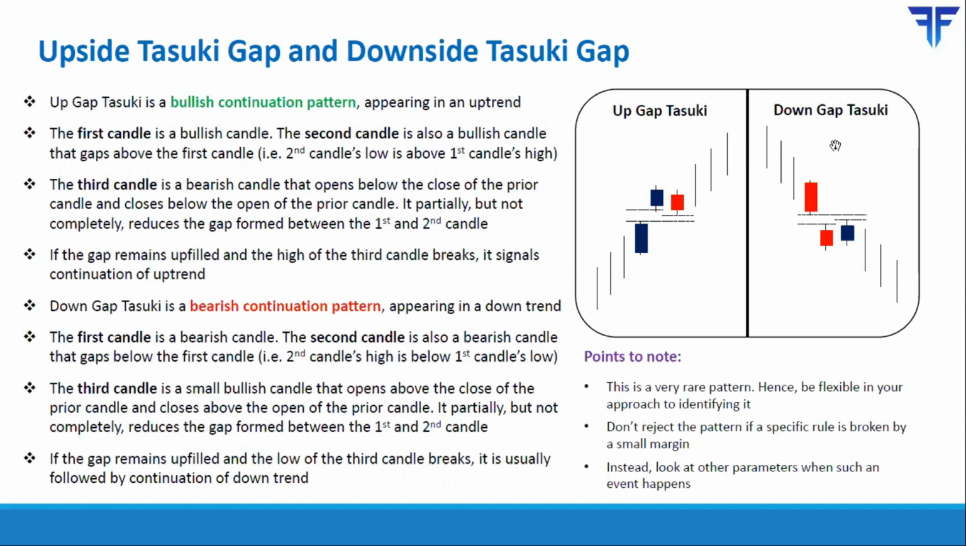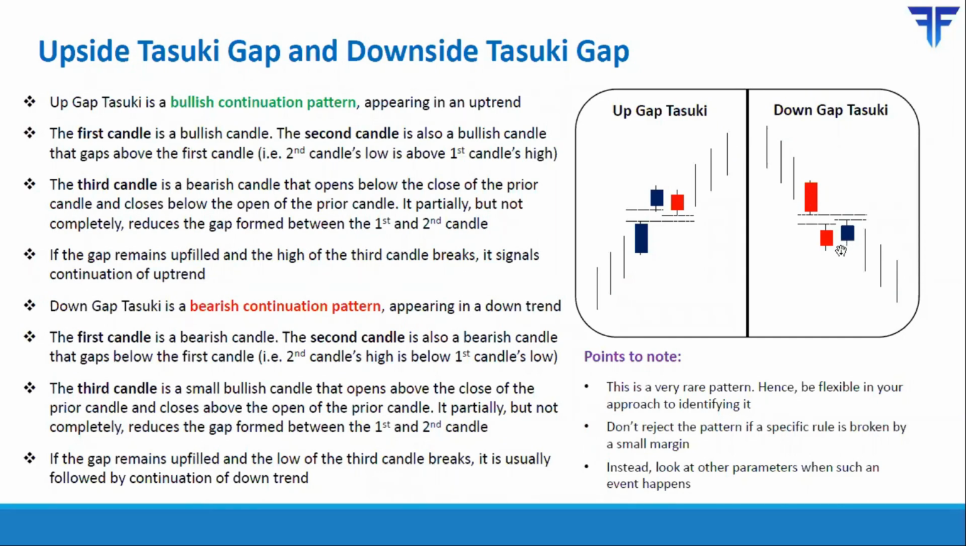The down gap Tasuki is a bearish continuation pattern. As you can see, the prevailing trend is down. The first of the three candles is a tall bearish candle, indicating that the downtrend is very much healthy and strong. Then there is a gap down red candle, which is the second candle. There is a gap, as you can see, between the low of the first candle and the high of the second candle. Both the candles should be the same color, that is, both should be red.